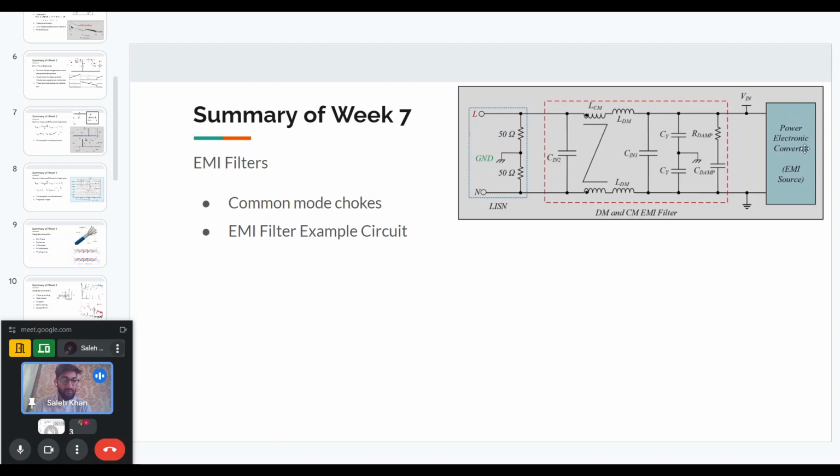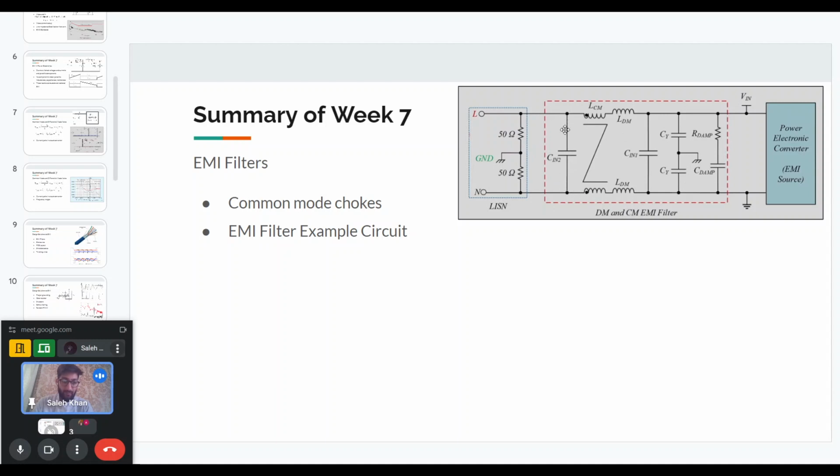And we want this EMI not to reach the actual grid or whatever voltage source we have. That is why we will have an EMI filter between the power electronic converter and the grid, or the line and neutral. Here there is a LISN shown for measurement purposes, but usually you will not have a LISN here. You will have just your input voltage source. And the filter that is shown is basically a pi type of filter.